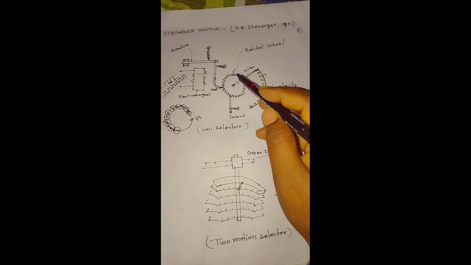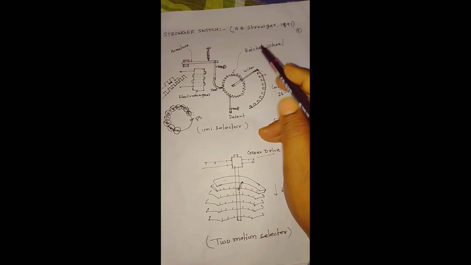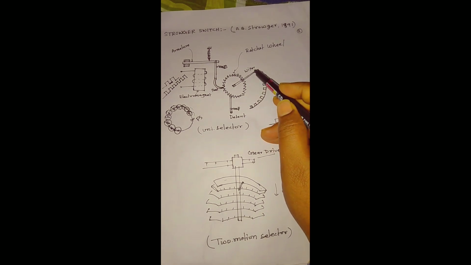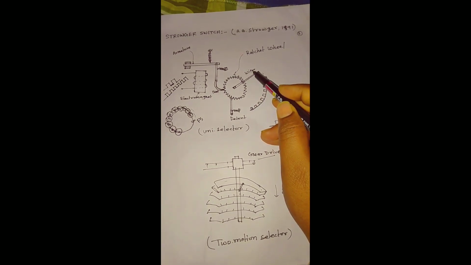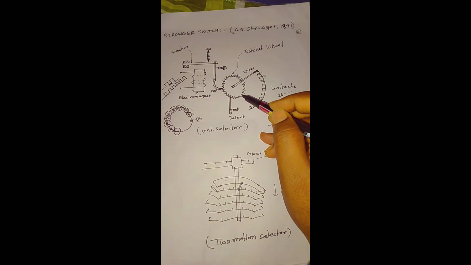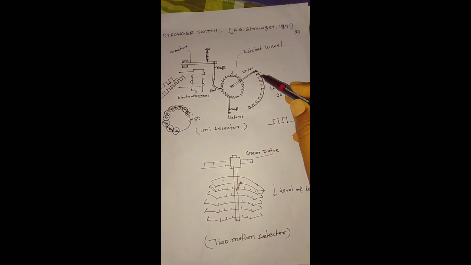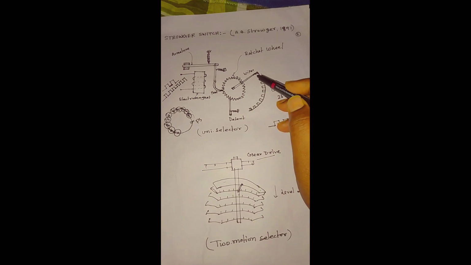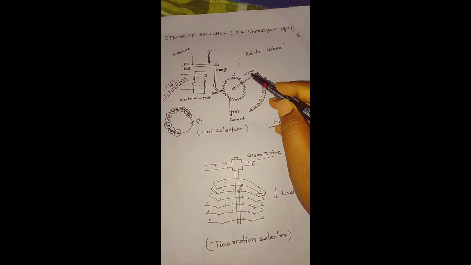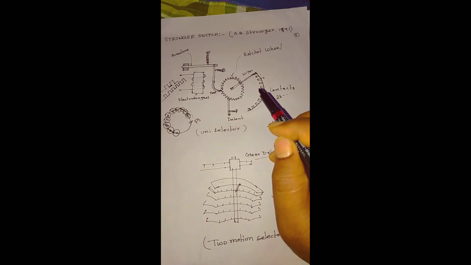We have a wheel here called the ratchet wheel. The wheel has a fixed indicator-type thing called the wiper. This detent is to fix that wheel here, and we have several contacts. This wiper is basically the connector between this wheel and the contacts.